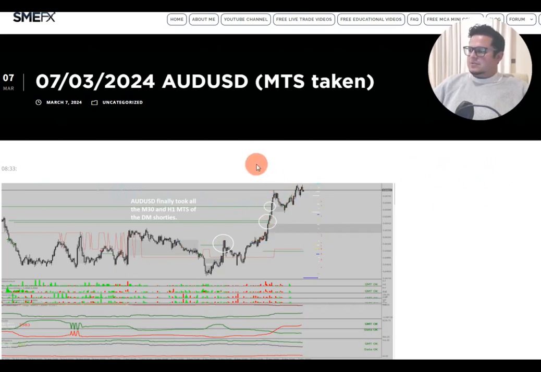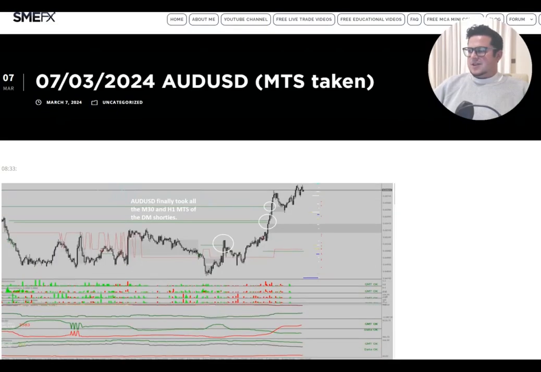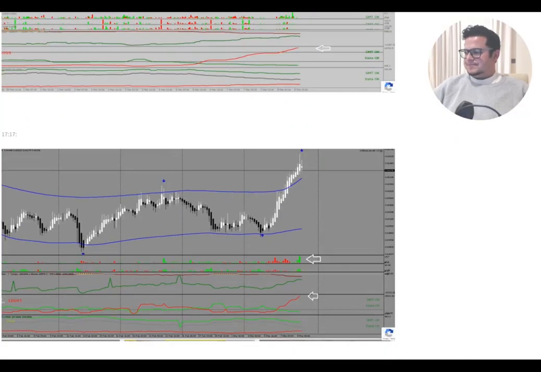They even went higher, took the upper MTS on both the hour chart as well as the 30-minute chart. And then the market topped out. We had two option strike targets short on Friday, but as you can see, at that point there were still expanding shorties, which you see with the upwards sloping squeeze line. So that's why we do not try to trade short just before market close, of course. But this week, that could be an interesting setup.